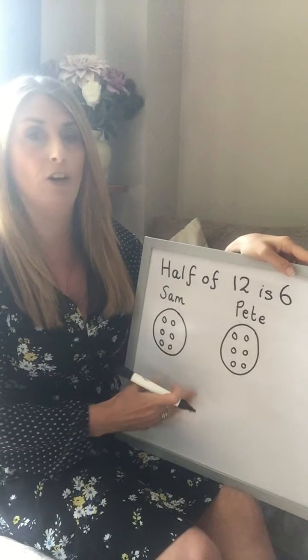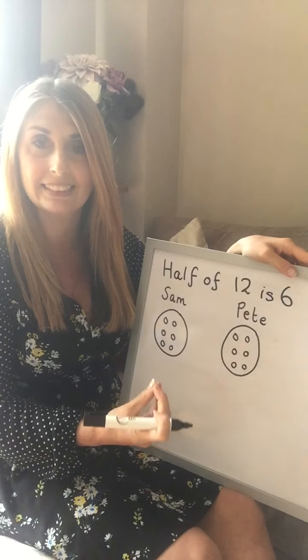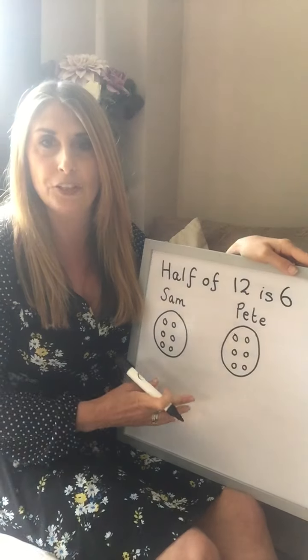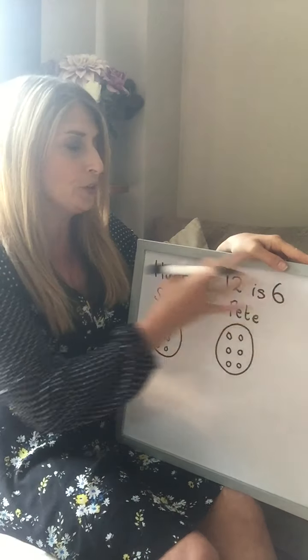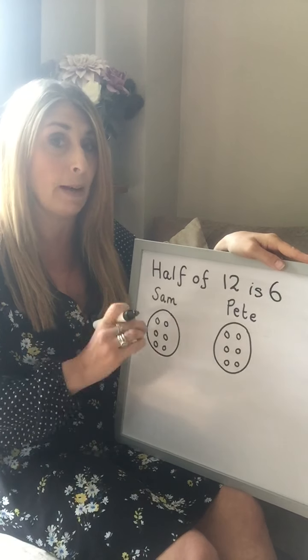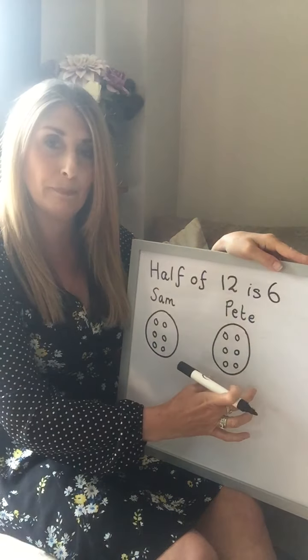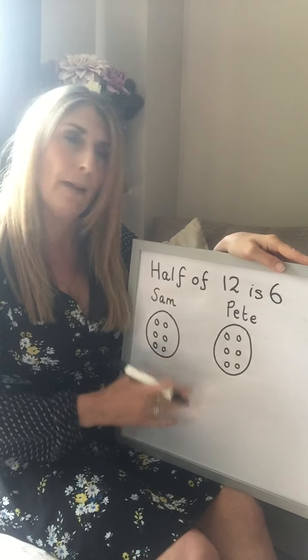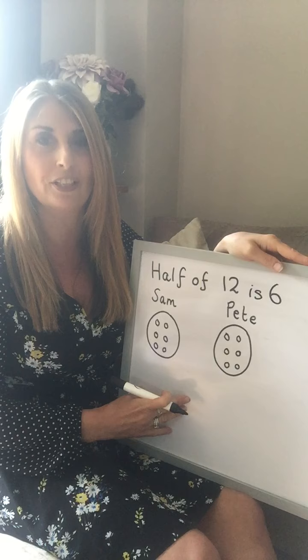I hope that you've done this with me, and you can do some more if you like. You can halve 2, 4, 6, 8, 10. You can go all the way up to 20, either using objects, or you can start doing it with paper as well, okay? But remember, you have to split them equally into 2 groups, okay? Because it's the opposite of doubling.